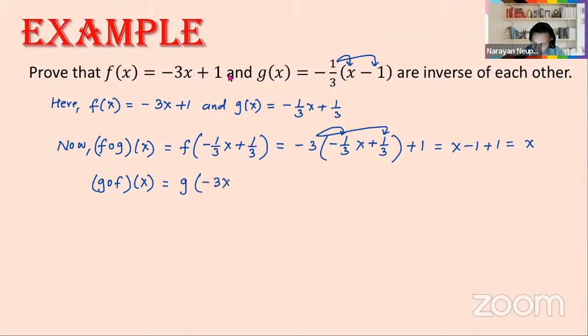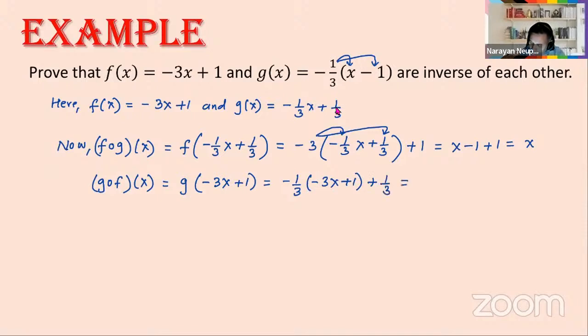Now, in order to simplify this one, we have to use the function rule for g. And g is negative 1/3 x. So I can write negative 1/3, then we have x. But in place of x, I have negative 3x plus 1. That is negative 1/3 times negative 3x plus 1, and then we have plus 1/3.